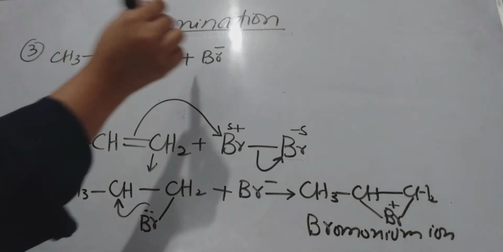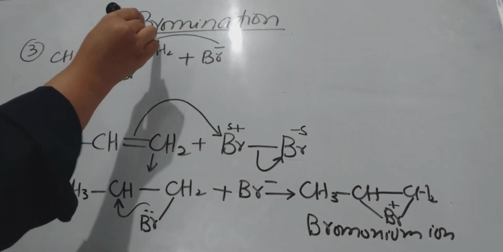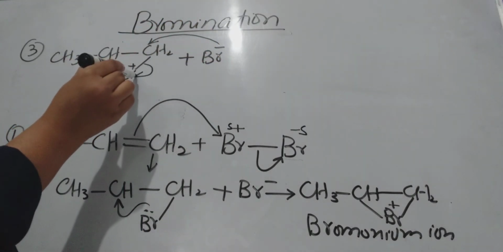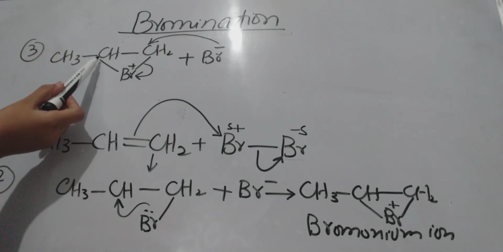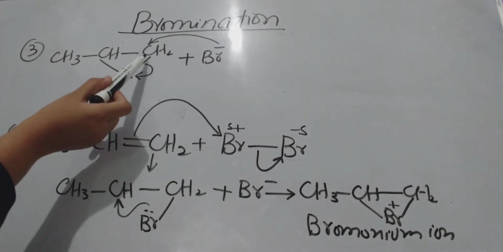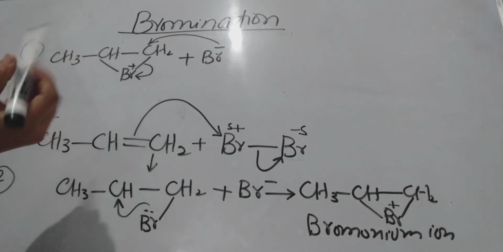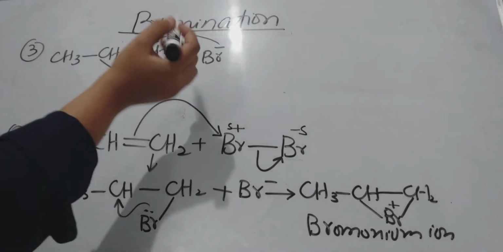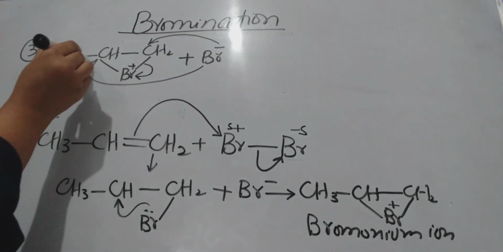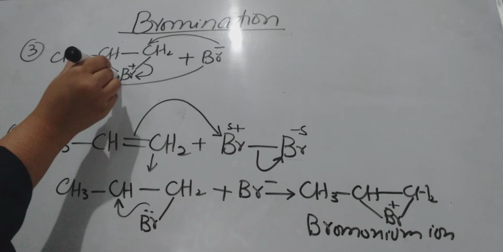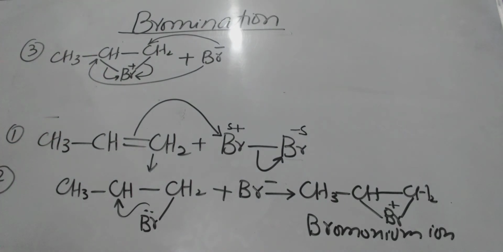Now it can attack at this carbon atom, then this bond will move towards this bromine. This bromine will get attached with this carbon atom and this bromide will get attached with this carbon atom. Or in another situation, if bromide is attacking over this other carbon atom, then this bond will shift over here. In both of these cases your product is the same.